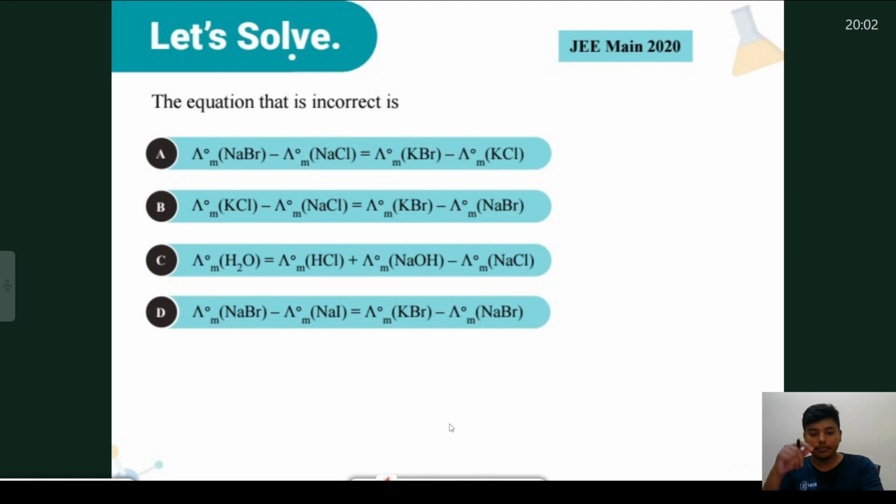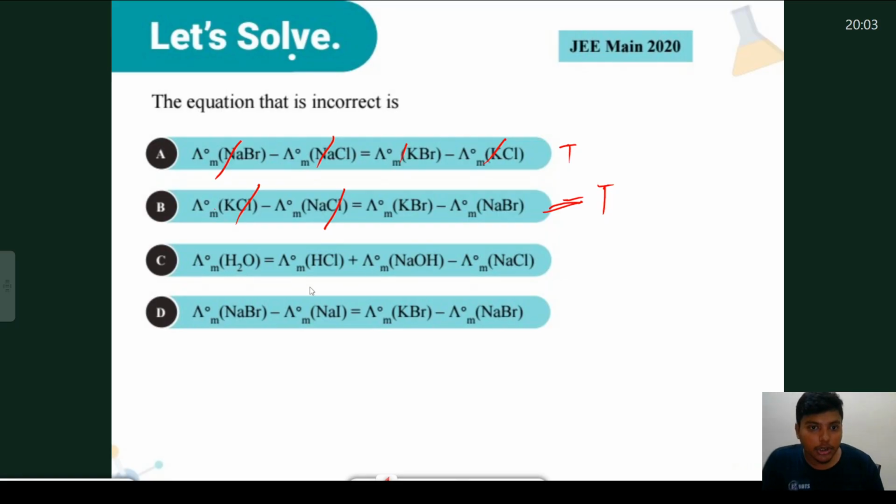Option B, sir. Hmm? Option D. Anyone else? B, sir. So here what happened? KCl minus NaCl. So Cl and Cl will cut. So K minus Na. Here also K minus Na. So this is correctly given. Right? Yes or no? Here bromine and chlorine are there. Sorry, sodium cut. So bromine minus chlorine. Here potassium, bromine. This is also true.